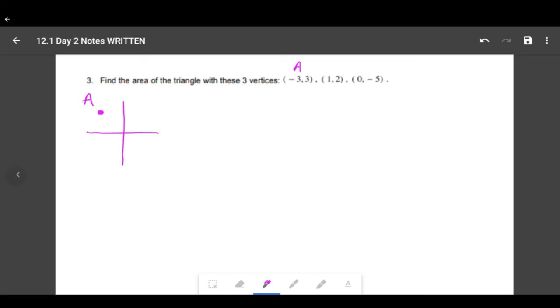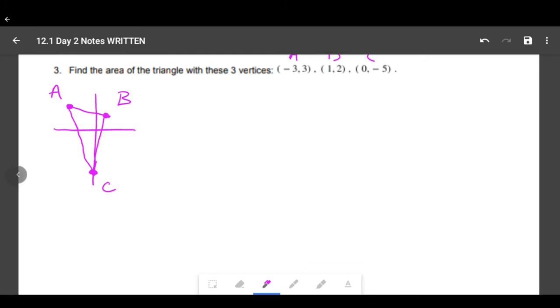Then 1, 2, so right about there. We can call that point B. And then 0, negative 5, somewhere down here. We'll call that C. So I got this, and this, and this. It's not straight lines, but I'm sure you can draw better than I did. What I want to do is find the area of that triangle.